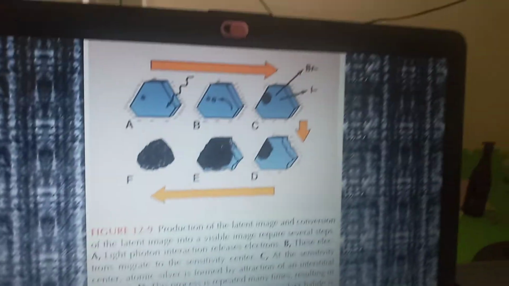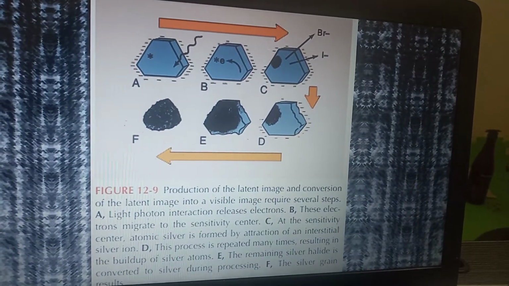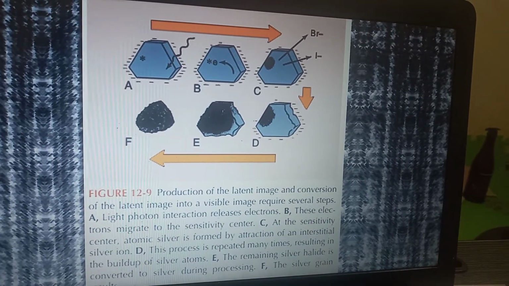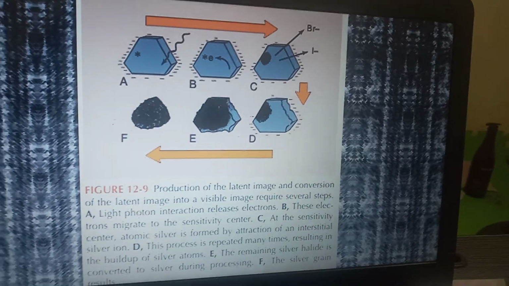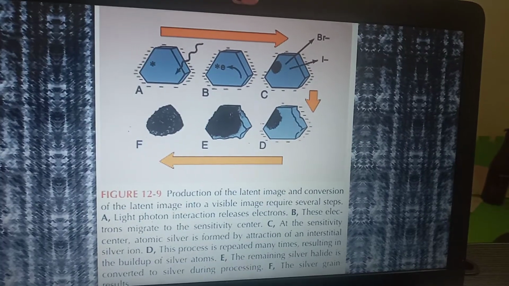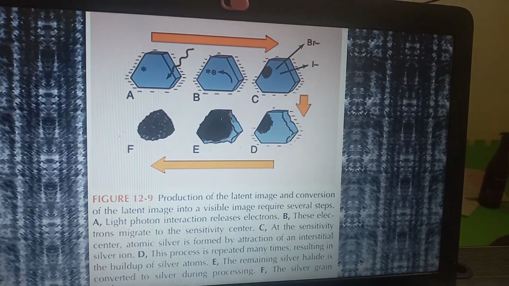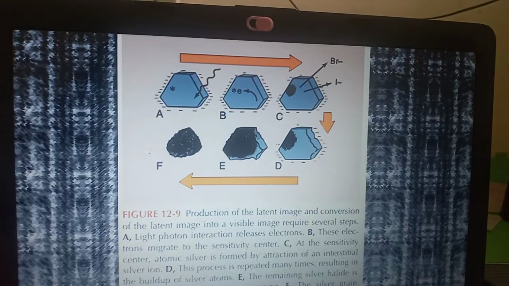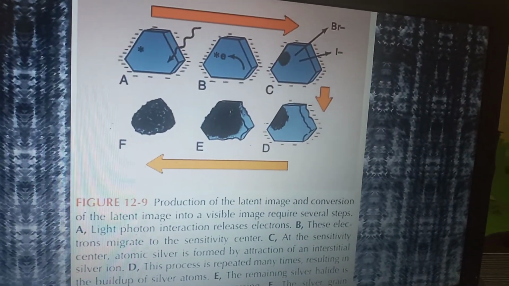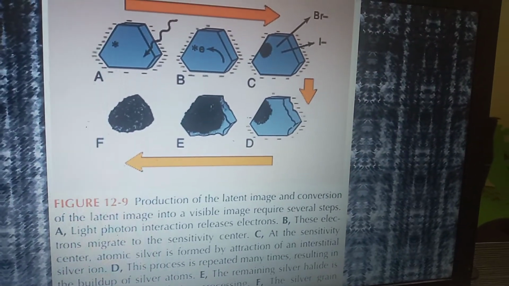So this shows us the production of the latent image, basically the steps in the conversion of a latent image into a visible one. The first step is the light photon interaction, which releases electrons. As shown on figure A, that's where the electrons are produced. Basically, light photons produce the electrons.